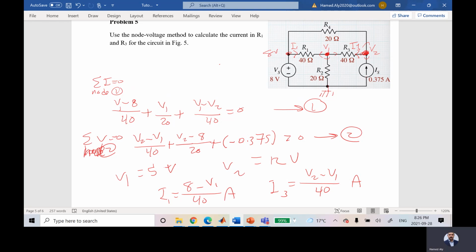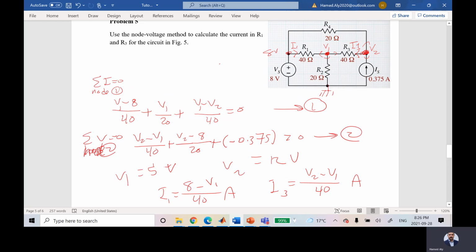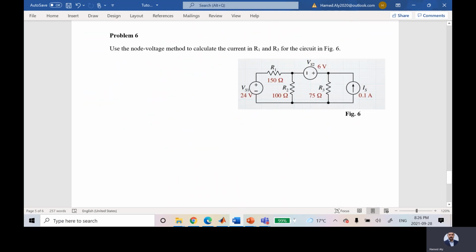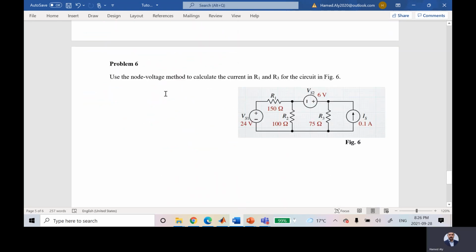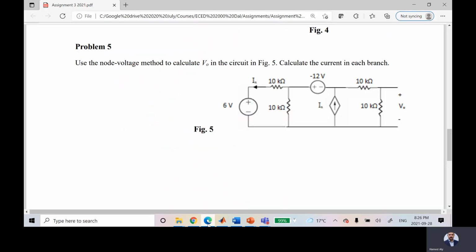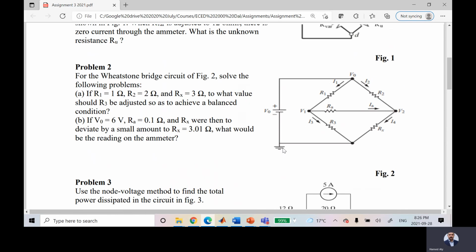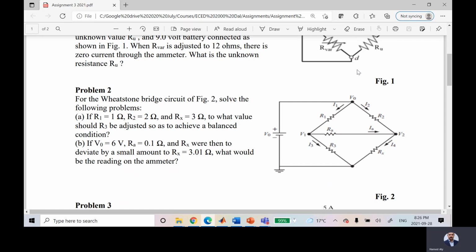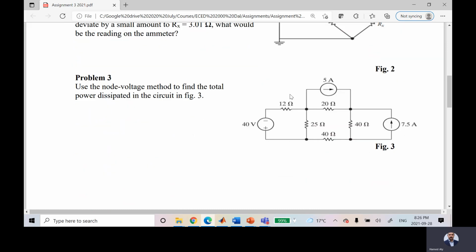Any question? Last question that we would like to solve before leaving. This will be our last question. But before solving that question, I'd like you to see these questions again. This problem number 1, problem number 2, similar to what we have already solved.